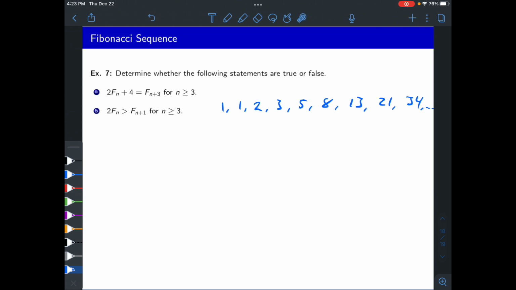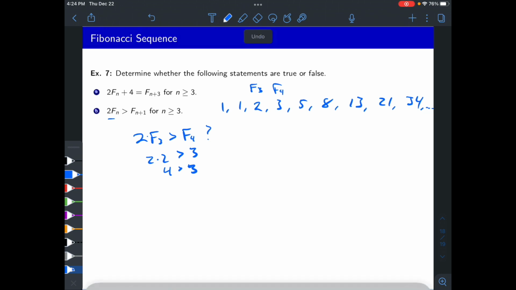I'm going to assume that you've paused and tried the problem and are now ready to go over. All right, so for n equals 3, here is f sub 3, the entry 2. So if I were to do 2 times f sub 3, is that greater than f sub 3 plus 1, so f sub 4? Well, 2 times f sub 3, that's 4, and f sub 4 is equal to 3. So this is saying that 4 is greater than 3. And that, of course, is a true statement.